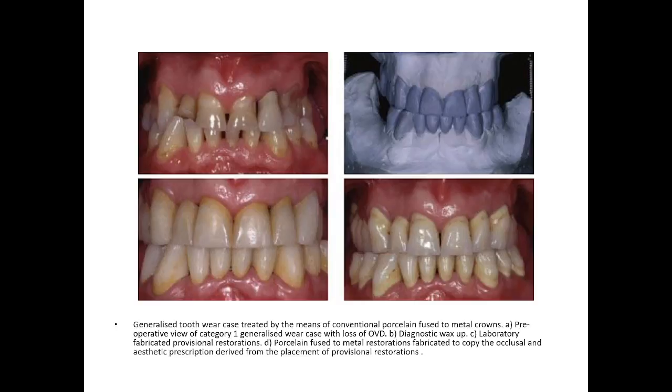And there is a loss of OVD. Diagnostic wax-up is very important, mandatory to be done for every single tooth wear case. Laboratory fabricated provisional restoration. Also, we can see personal PFM restoration or PFM crowns fabricated to copy the occlusal and aesthetic prescription derived from the placement of provisional restorations.